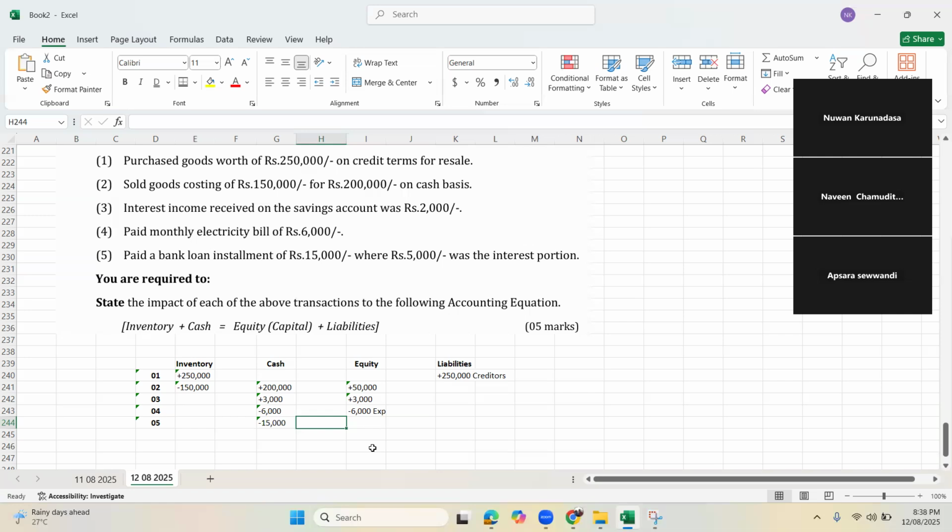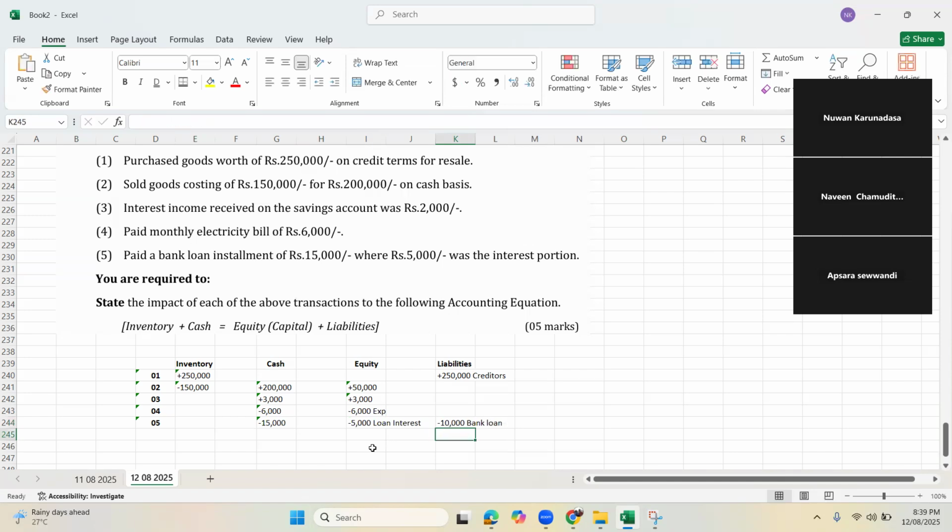Then, equity increase by 5,000? Incorrect. Equity decrease by 5,000. Why? Loan interest is an expense. So the liability will come down only by 10,000. That is the bank loan.